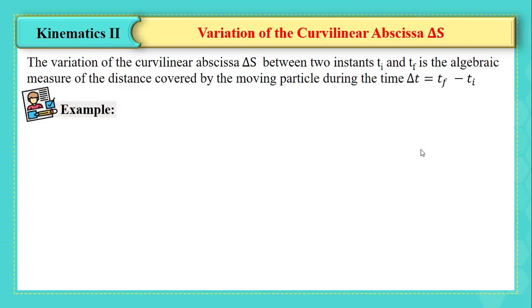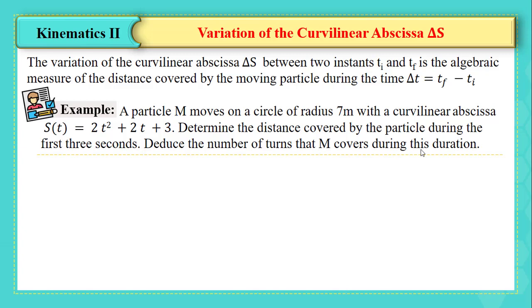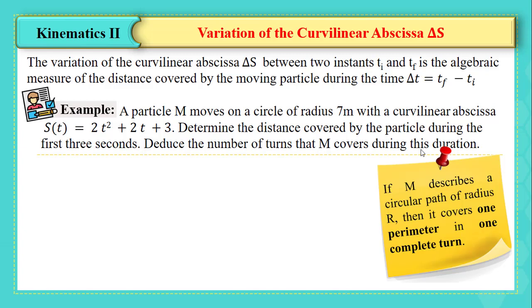For example, a particle M moves on a circle of radius 7 meters with a curvilinear abscissa S of t equal to 2t squared plus 2t plus 3. Determine the distance covered by the particle during the first 3 seconds, then deduce the number of turns that M covers during this duration. Keep in mind that if M describes a circular path of radius r, then it covers 1 perimeter in 1 complete turn. 1 perimeter means 2 pi r.